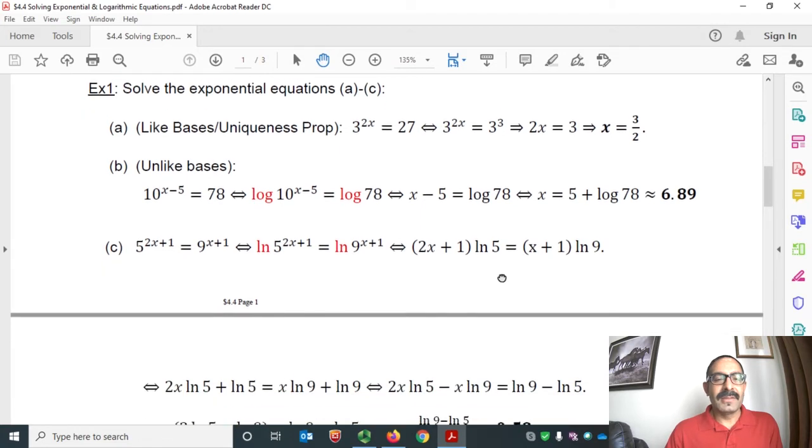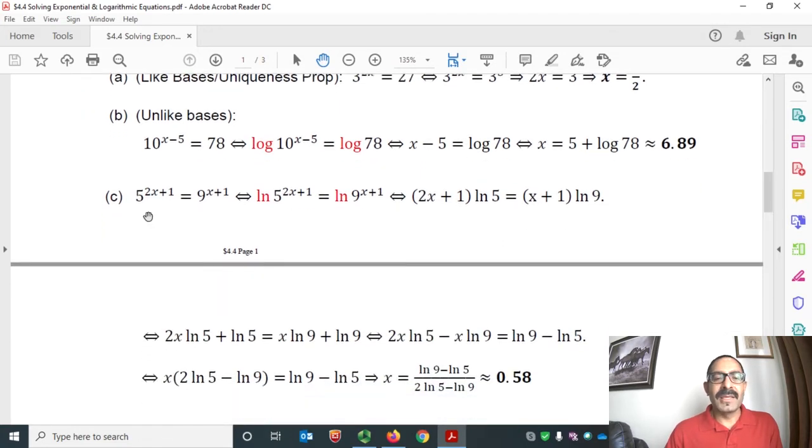Part C, solve these exponential equations with different bases. Then the idea is we need to take log both sides. Here I take the natural log. So the first step here, take ln both sides. So ln of 5 raised to the power 2x plus 1 equals ln of 9 raised to the power x plus 1.